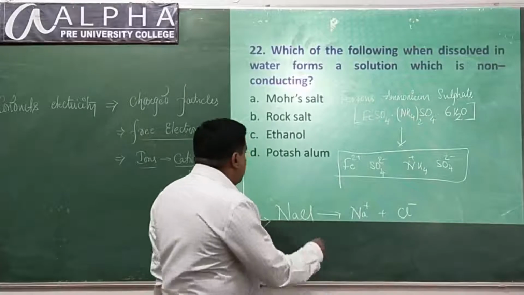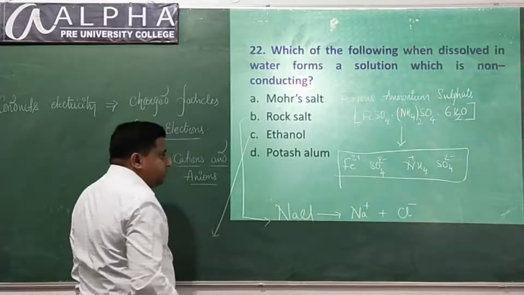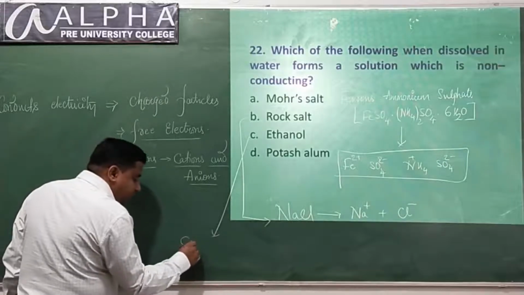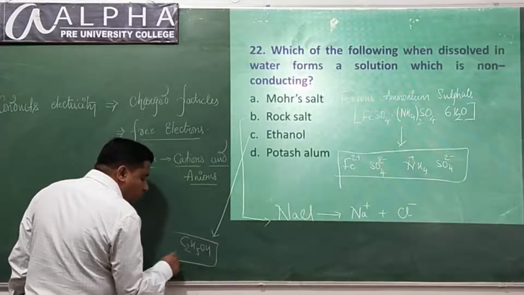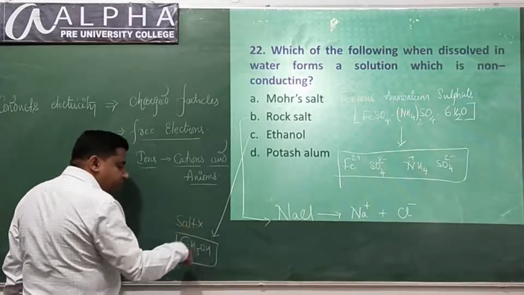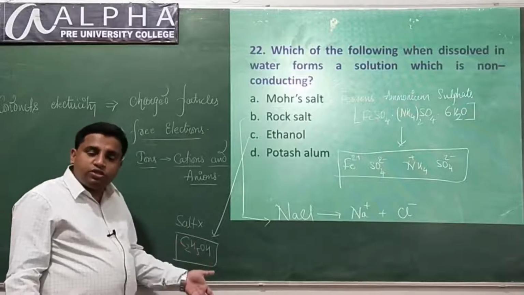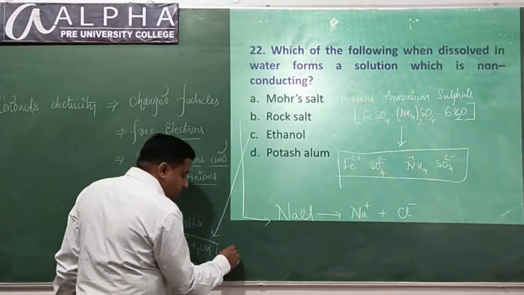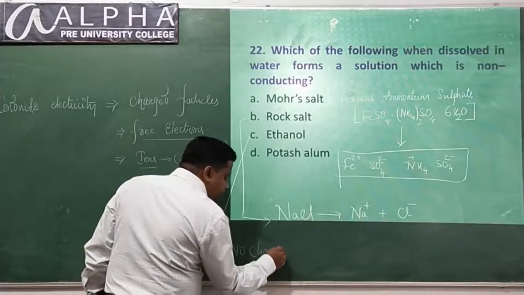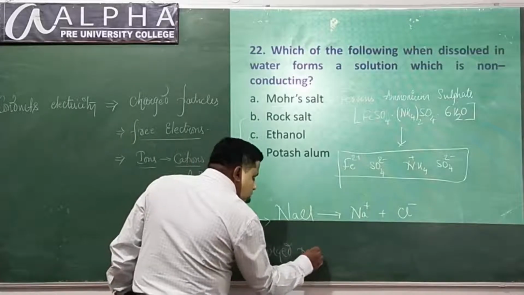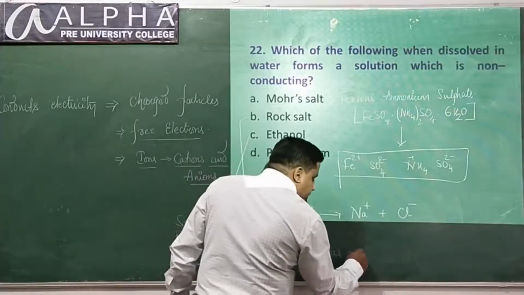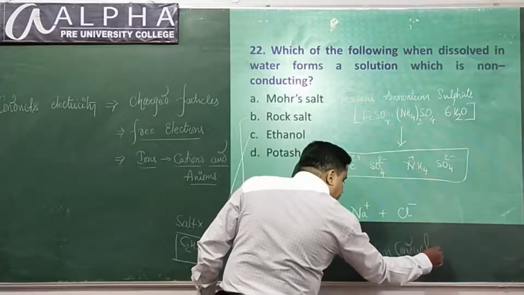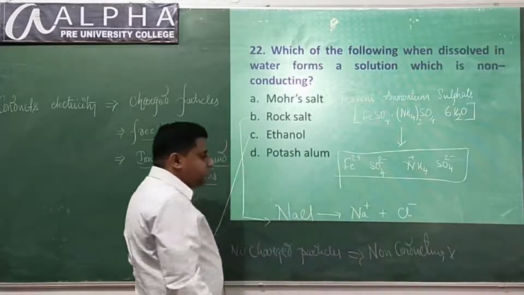Very simple. Now, what if ethanol is dissolved in water? The formula is C2H5OH. It's not a salt. Ethanol is not a salt. That means it will not dissociate in water. If it does not dissociate in water, there are no charged particles. So if there are no charged particles, the solution is non-conducting. Am I correct? Yes, the solution is non-conducting.